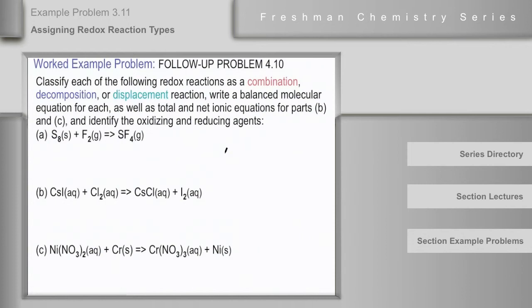In this problem, we're given three equations for reactions, and we're asked to first identify them as being combination types, decomposition, or displacements. Then write a balanced molecular equation for each one, and for B and C, write the total and net ionic equations, and finally to identify the oxidizing agent and reducing agents.